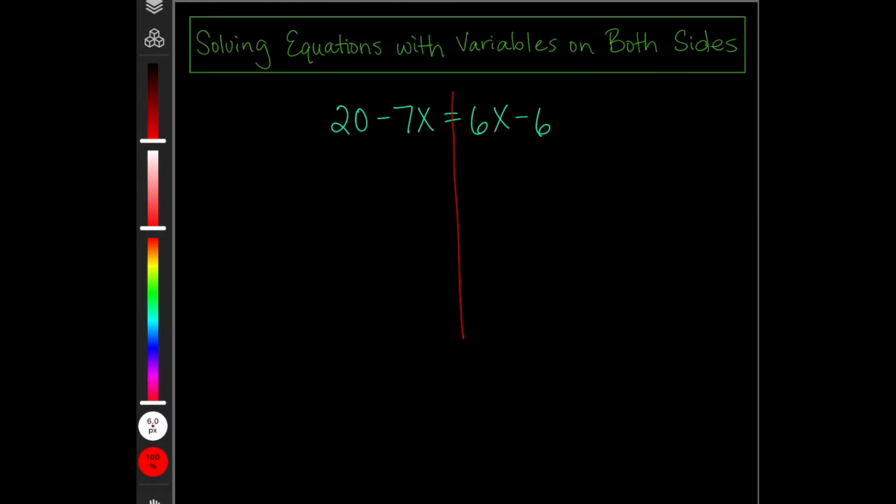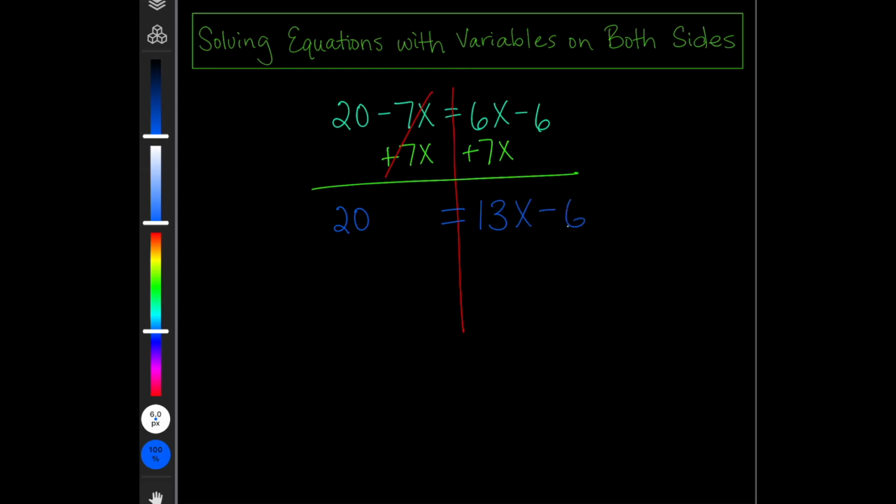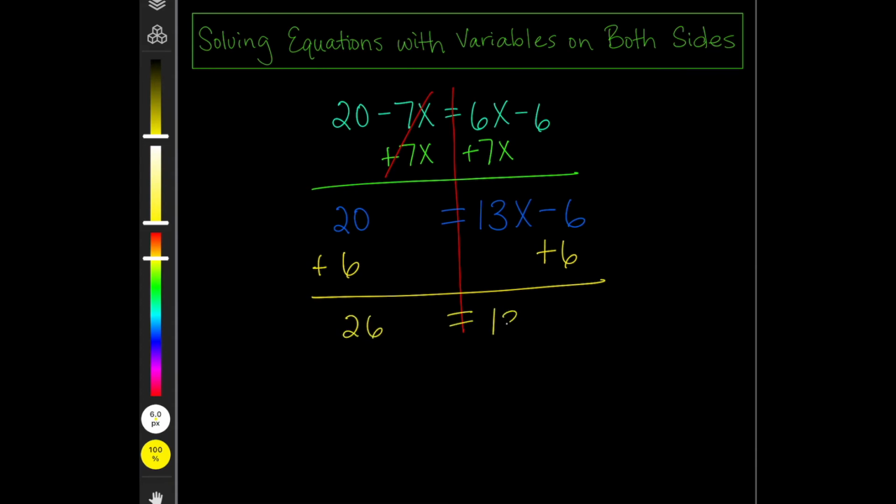Next, I am going to look at the minus 7x. To get rid of it, I am going to do the opposite operation, which is addition, and add 7x to both sides. Now I am left with 20 on the left side and 13x minus 6 on the right side. I want to isolate the variable, so therefore I want to get rid of that minus 6 on the right side, and to do that, I am going to add 6 to both sides, which leaves me with 26 equals 13x. I am almost through, but the x is not quite isolated yet.